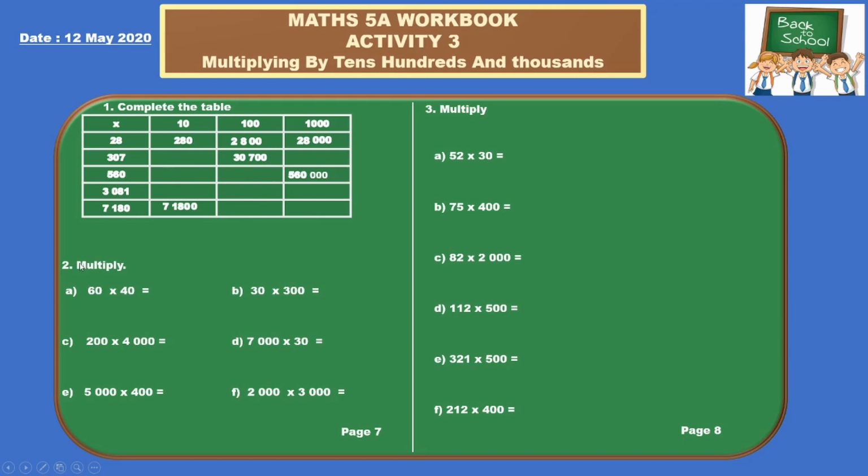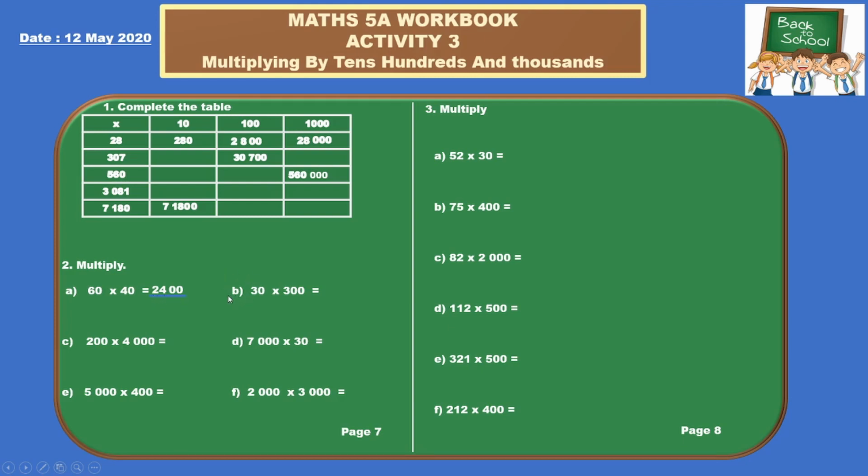We will go to exercise 2, multiply. A, 60 times 40. First, you multiply 6 and 4. 6 times 4 is 24. And then you tag how many zeros? 1, 2. You write 2 zeros here. So the answer will be 2,400. Again, separate the number of digits by writing comma or leave one space here. Then draw a straight line. Draw the line. Write in blue.